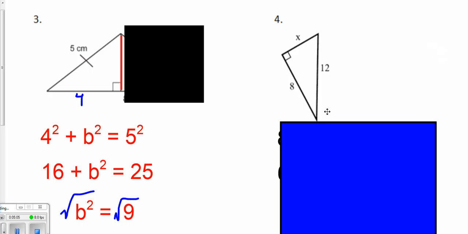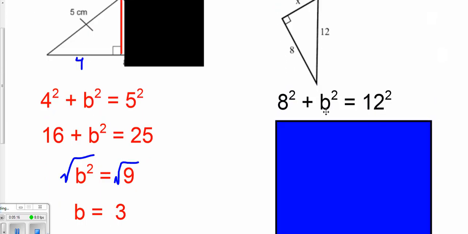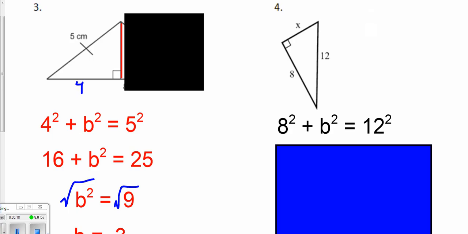Again, we have a hypotenuse of 12, one leg of length 8, and a missing length of x. X and 8 are the two legs, and 12 is the hypotenuse, so when we plug it in, it becomes 8 squared plus b squared equals 12 squared. Instead of b, I could have called it x, since we put an x in this case. So 8 squared plus x squared equals 12 squared.